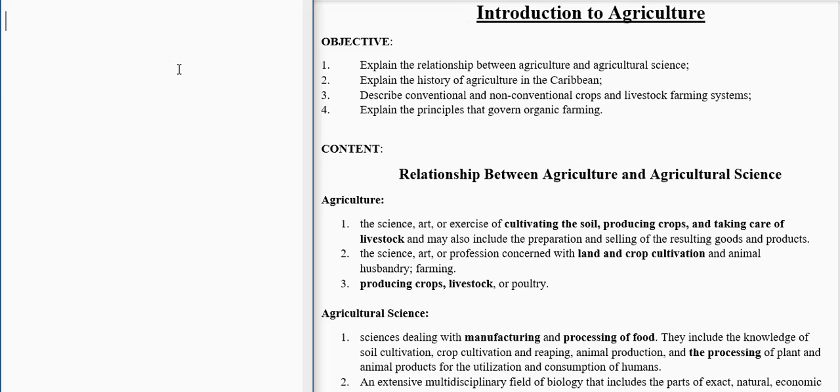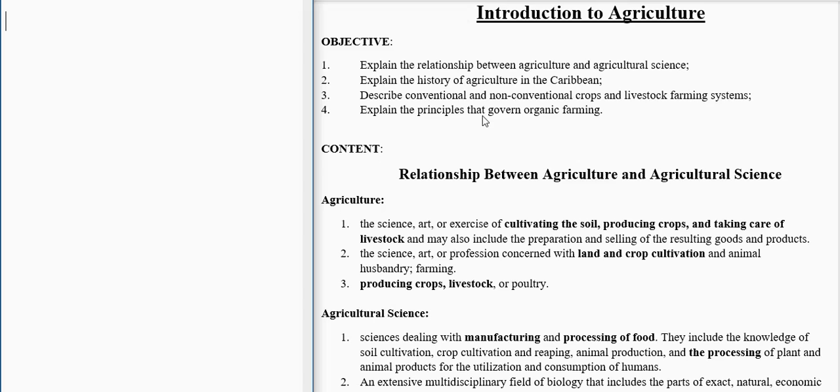Explaining the relationship between agriculture and agricultural science. These are two different things. Explain the history of agriculture in the Caribbean. Describe conventional and non-conventional crops and livestock farming systems. And finally, explain the principles that govern organic farming. So at the end of this lecture, you should be able to do these things.